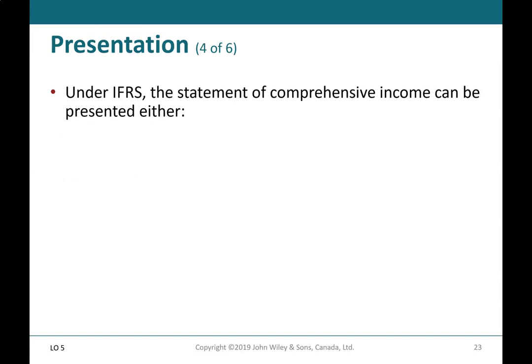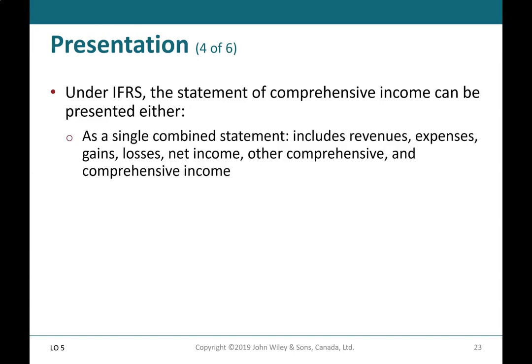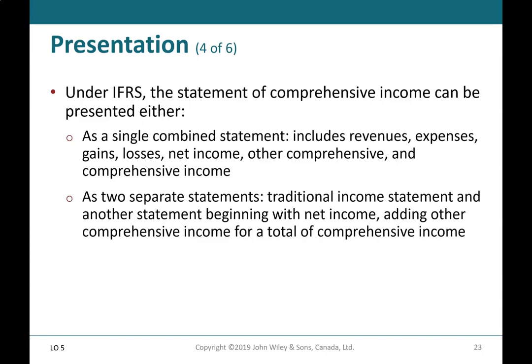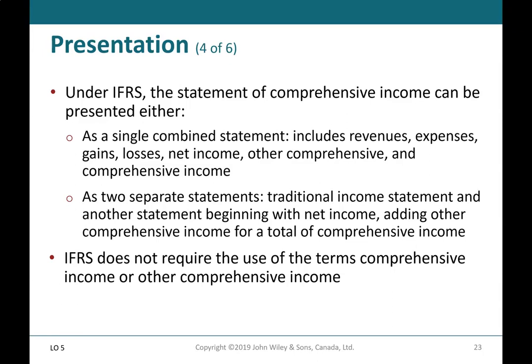Presentation, 4 of 6. Under IFRS, the statement of comprehensive income can be presented either as a single combined statement, which includes revenues, expenses, gains, losses, net income, other comprehensive income and comprehensive income, or as two separate statements: a traditional income statement and another statement beginning with net income, adding other comprehensive income for a total of comprehensive income. IFRS does not require the use of the terms comprehensive income or other comprehensive income.